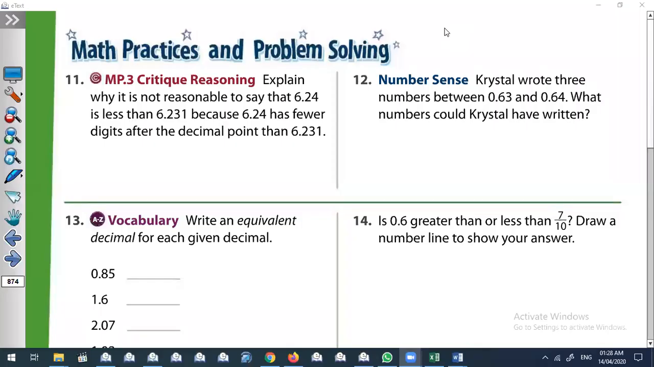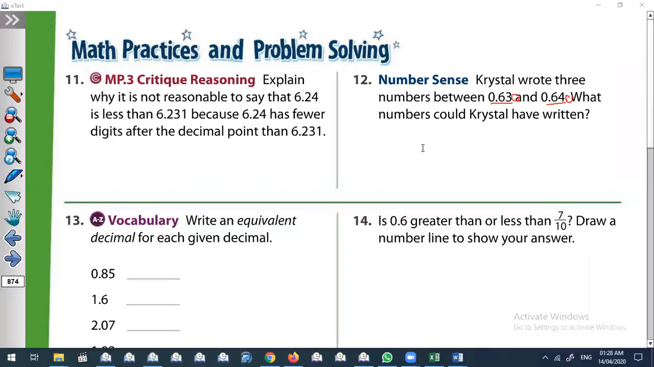Number 12. Crystal wrote three numbers between 0.63 and 0.64. What number could Crystal have written? Here, between 63 and 64, there are no digits between them. So we have to put 0 here to make them bigger and put also 0 here. Now the new numbers are 630 and 640.